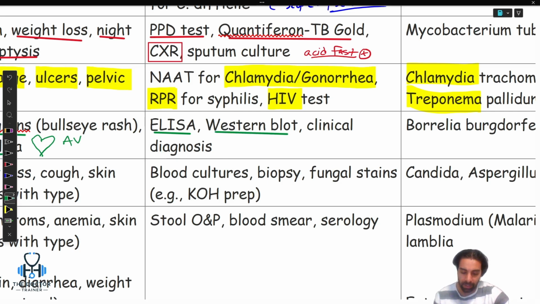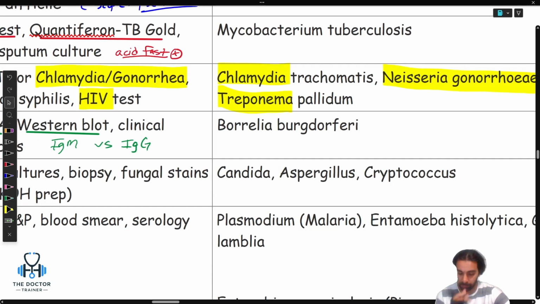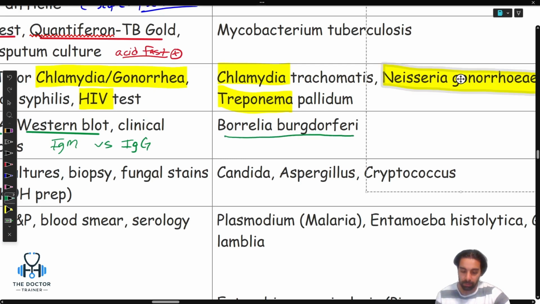Getting IgM to see if it's an active infection versus IgG to see if they've had it, immunity from it from a previous bout. Borrelia burgdorferi.